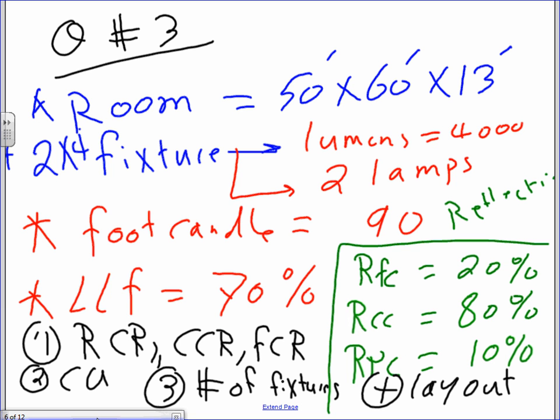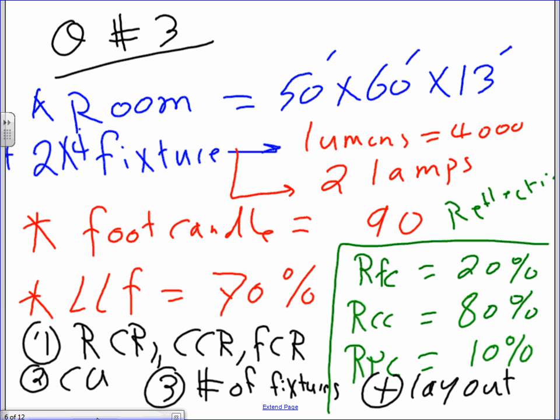The light loss factor is given as 70%. The reflection of the wall, all this, guys, is written right here. The reflections of the floor, ceiling, and wall are all given as 20, 80, and 10.